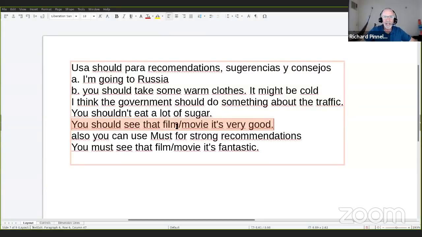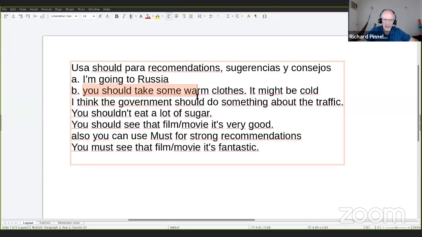You should see that film. It's very good. Deberías ver esa película. Es muy bueno. Aquí film es film en el inglés británico, movie en el inglés americano. También una nota final. También podemos usar must. Vimos que must es para obligaciones, pero también podemos decir you must see that film or you must see that movie. En este caso, obviamente no es obligatorio que ves la película, pero es usando eso para hacer una recomendación muy fuerte.